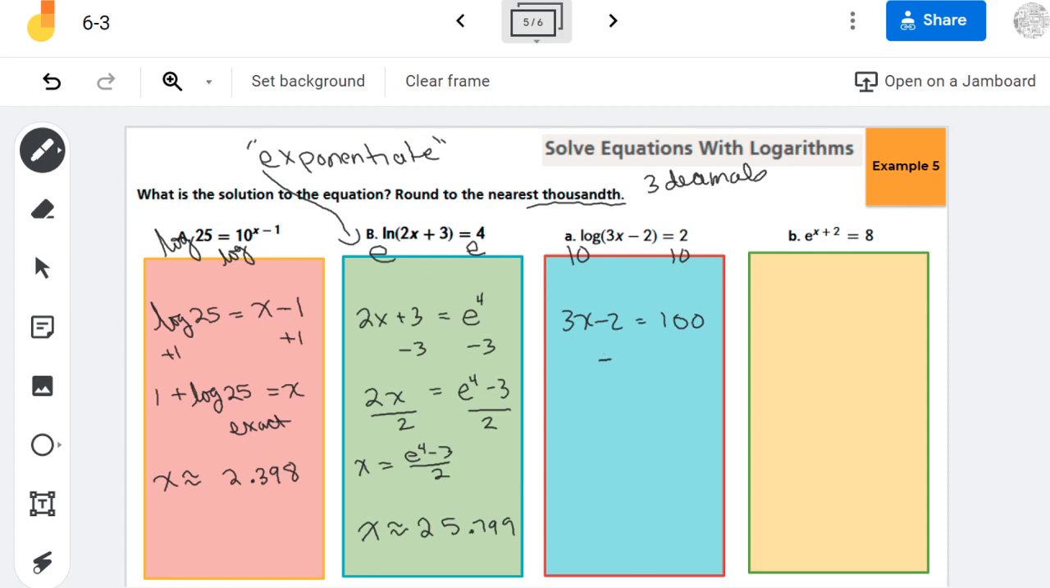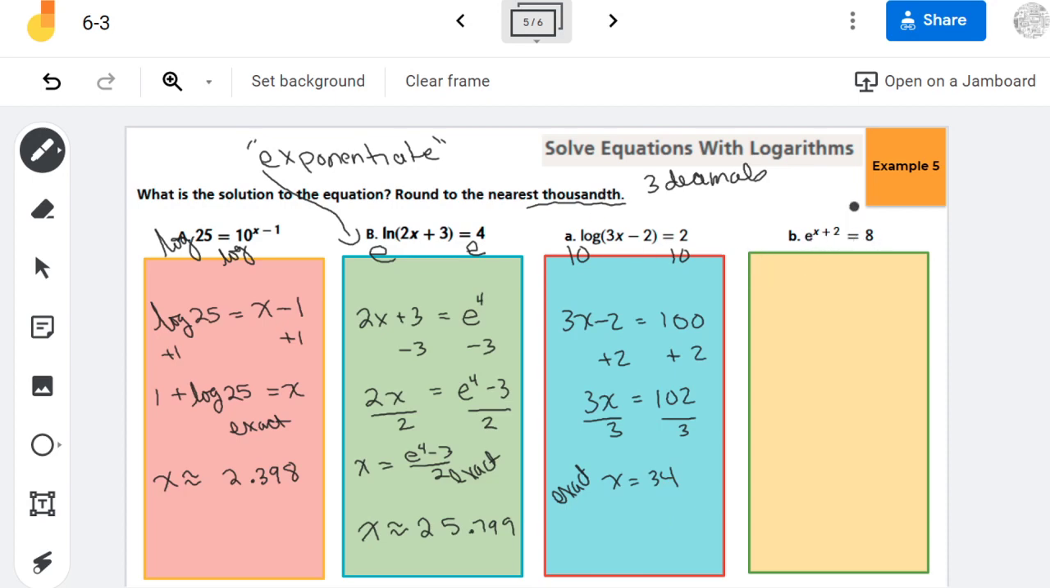Now this problem just kind of shakes itself out. So I add 2 to undo the subtraction. And when I divide by 3, I get a very nice 34. So this is both the exact solution and the approximate, because it's a whole number. You don't have to plug into a calculator or round or anything.